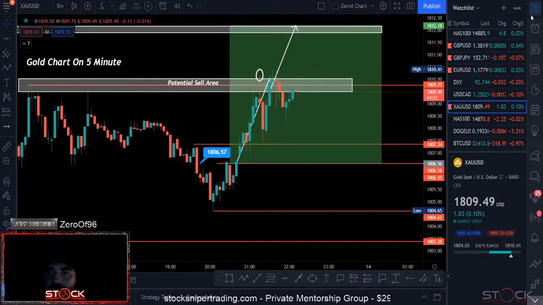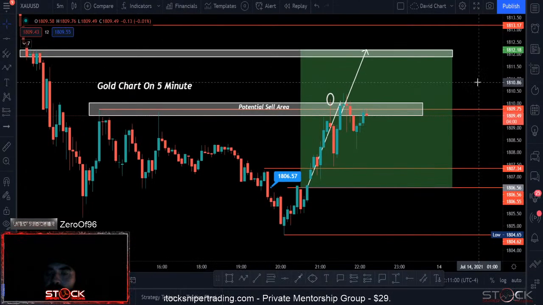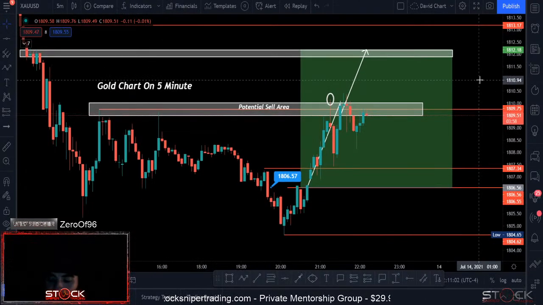Okay, a little selling pressure coming on the gold now. All right. Might start to make like a flag or, you know what I mean, a potential pennant, but let's just wait and see.